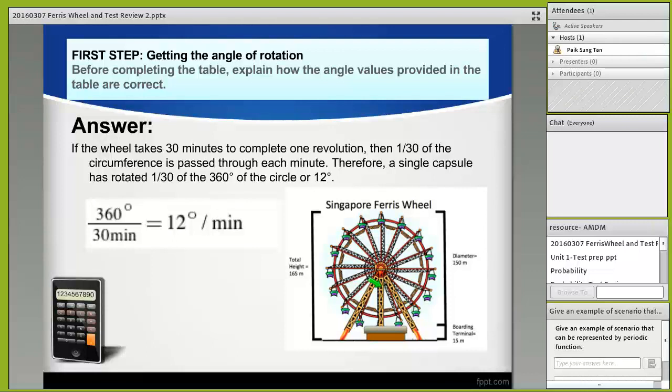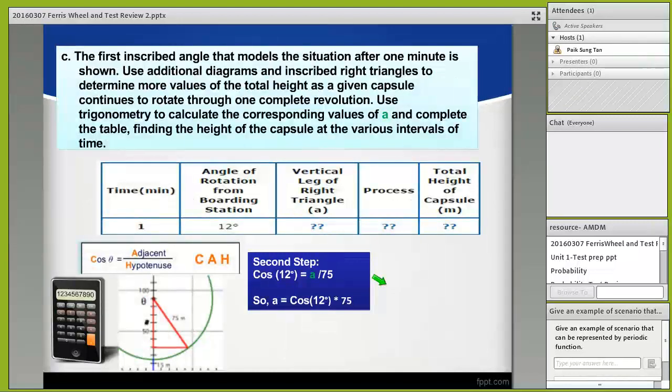Let's say this is the capsule after 1 minute. This is the angle right here that we're looking at. Imagine there's a right triangle here, and the central angle is 12 degrees. So right here, that's the angle that we're talking about. Now, here I pull the table out from the content.